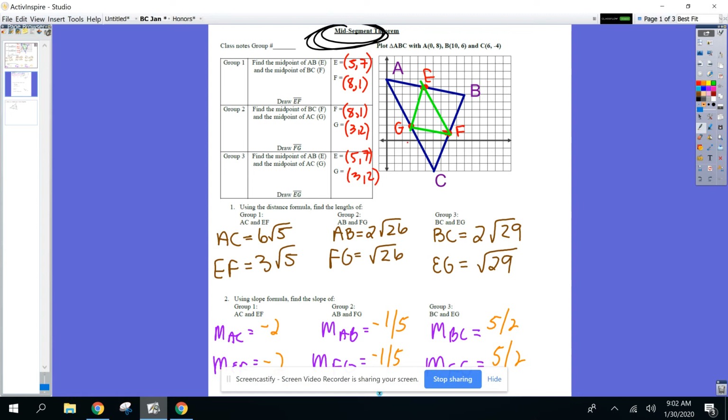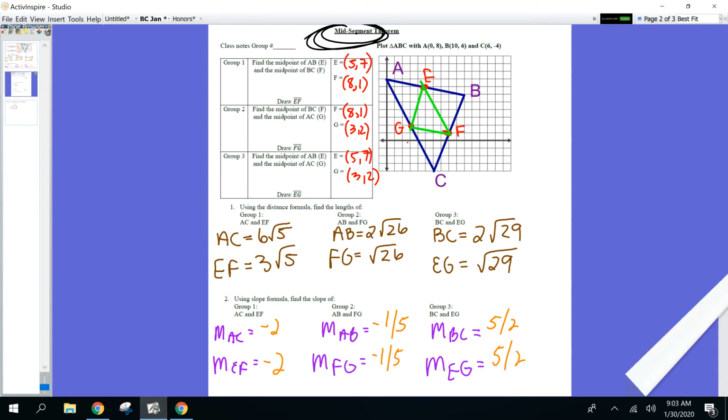EG is my mid-segment. What am I referring to as the third side? BC. Is everybody good on when we say third side now? We know what side we're referring to. All right, now we can do some problems that you are going to do.